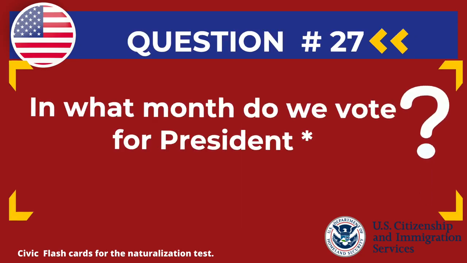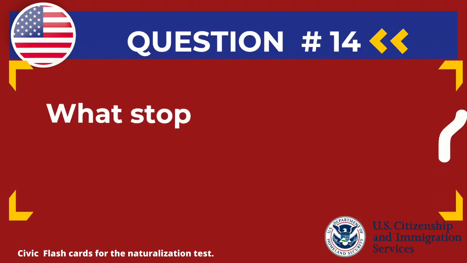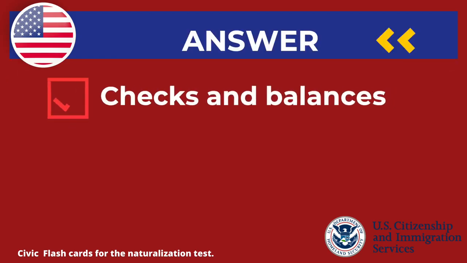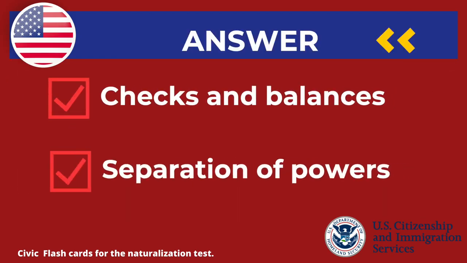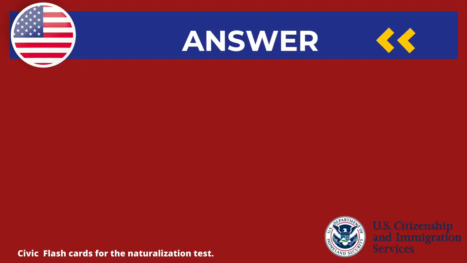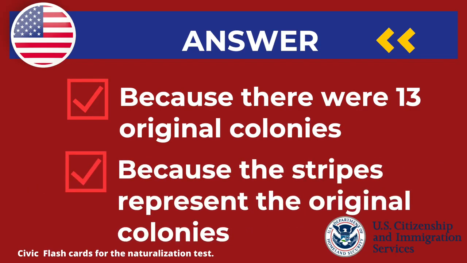In what month do we vote for president? November. What stops one branch of government from becoming too powerful? Checks and balances. Separation of powers. Why does the flag have 13 stripes? Because there were 13 original colonies. Because the stripes represent the original colonies.